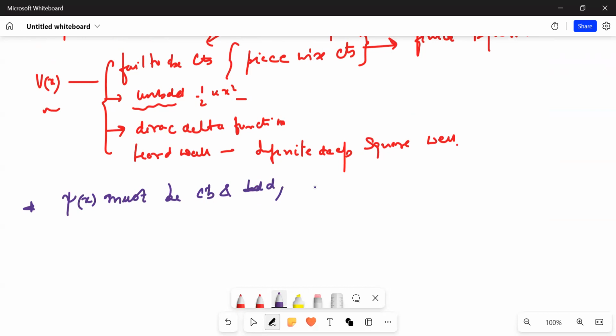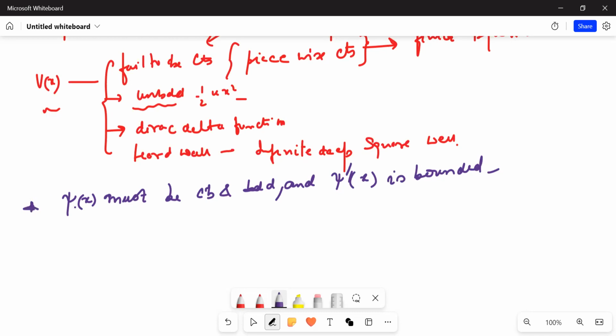And as we've seen in the previous cases, even if we take hard walls, even if we take Dirac delta function, psi dash had some finite discontinuity. It will not be infinitely discontinuous. So psi dash in any case must be bounded. So psi x must be continuous and bounded. And at best, we can think that psi dash will be a bounded function. Okay, it is not unbounded anyway. So this is a condition that we are going to impose.